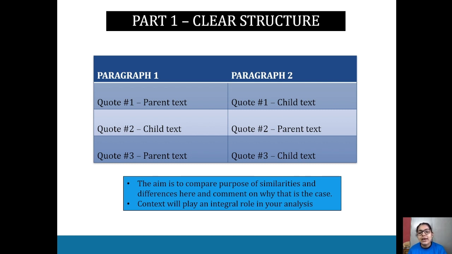So the aim is to compare the purpose of similarities and differences here and comment on why that is the case. It's quite interesting to think about why the composer of the child text has chosen to keep the similarities to the parent text. Does it still resonate with their audiences, with modern audiences? Is it still purposeful to us? Those questions we are considering in our essay, when we look at this analysis. Again, context is the key here.